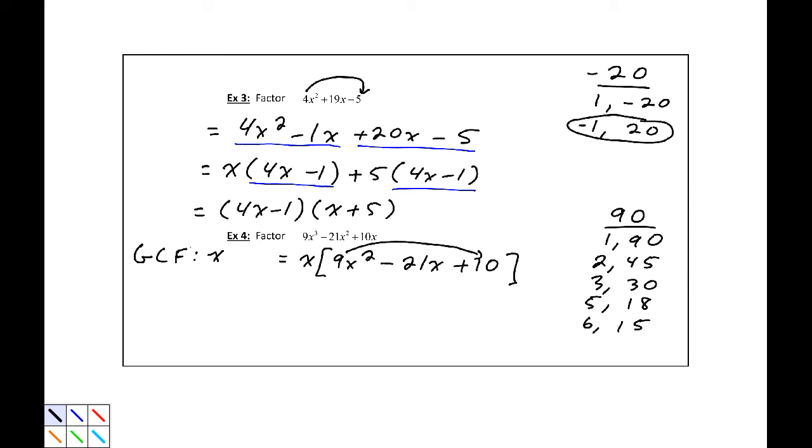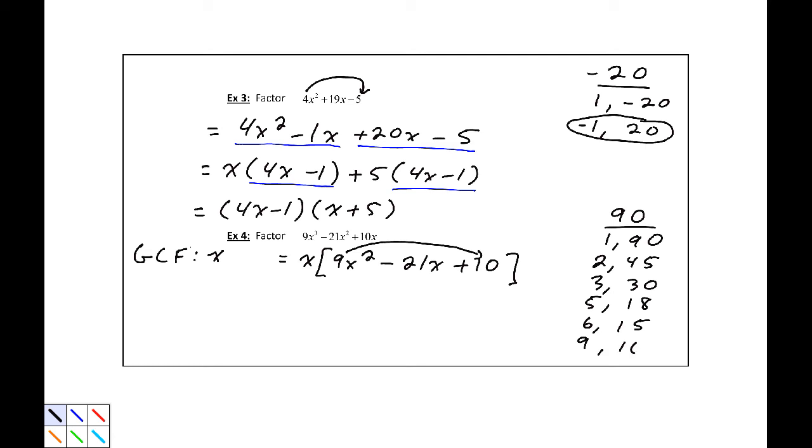And if you see the one that works, you don't have to continue going. However, I'm going to keep doing that. 90 divided by 7. No. 90 divided by 8. I don't think so. 90 divided by 10 is 9. So this would be 9 and 10.